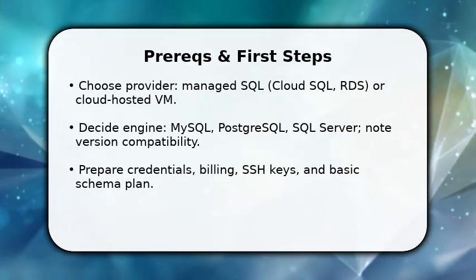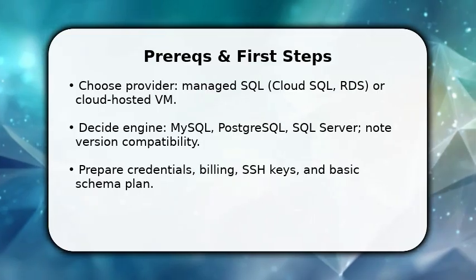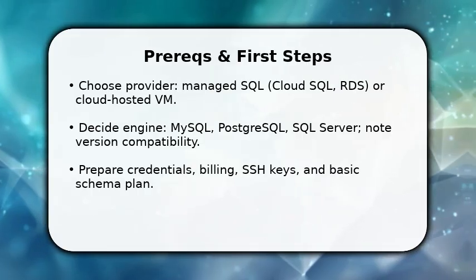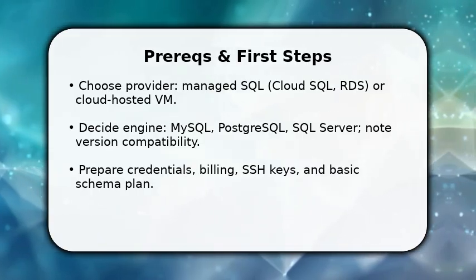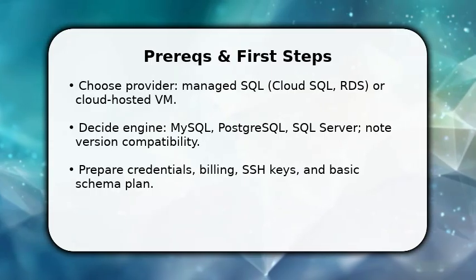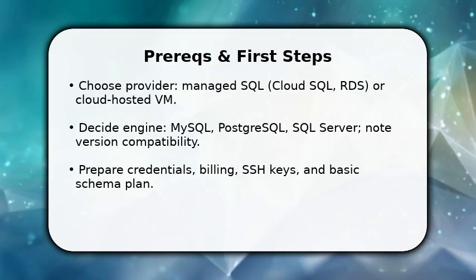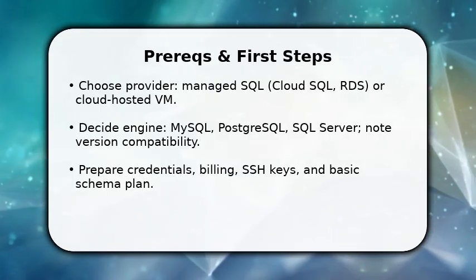You start by picking a provider and engine. This determines performance, managed backups, and cost. Once chosen, create an account, verify billing, and set up IAM roles so you don't expose admin keys. Make an initial project or instance name, pick region for latency, and select instance size.